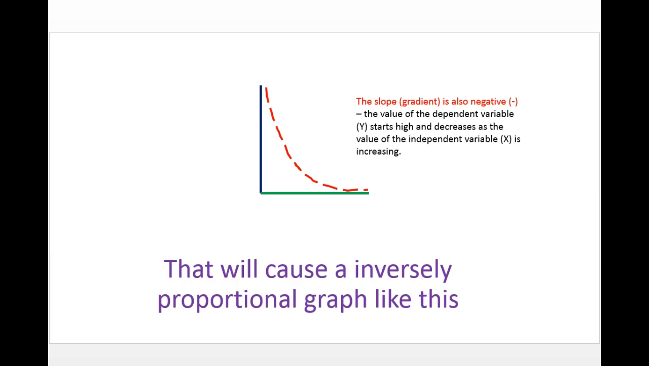Here we have a situation where we have an inverse proportionality. Notice that the slope is a curve, and it has a negative shape. That's what is considered an inverse proportionality.